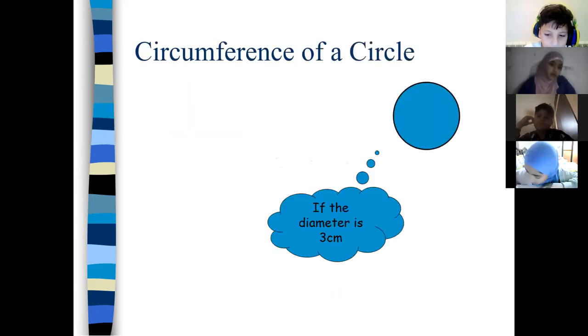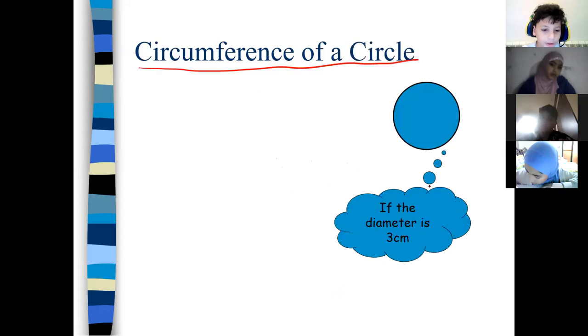Now, how do we find the parameter or the circumference of a circle if the diameter equals 3? Teacher, in order to find the parameter. I'm hearing you, but your sound is unclear.